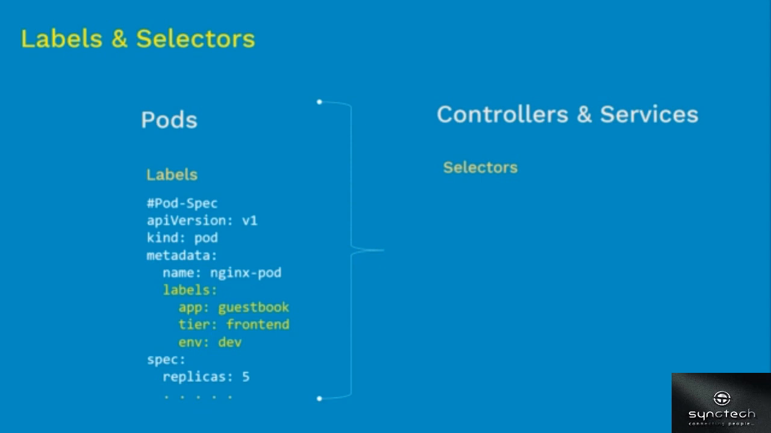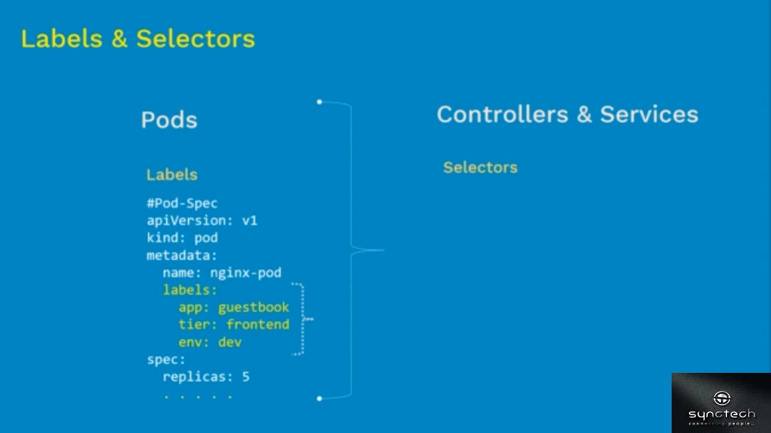If we take the first one, app is the key and guestbook is the value. And that's how we define the labels inside the pod. And these are the tags that were given to the Nginx pod that we defined here. So this pod spec that you're seeing here will deploy 5 Nginx pod instances inside our Kubernetes cluster. All these 5 pod instances have the same labels.